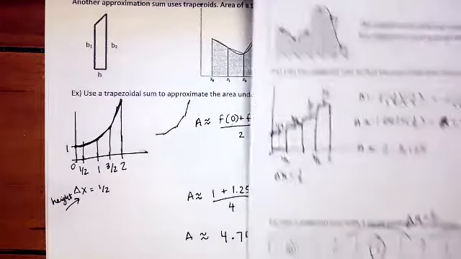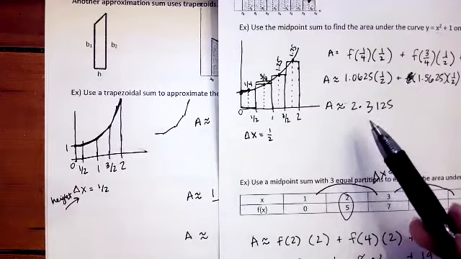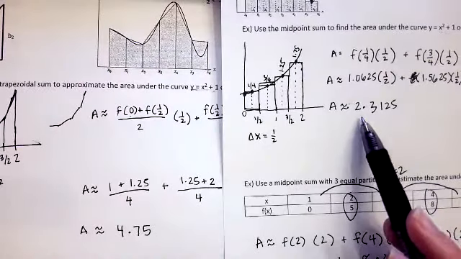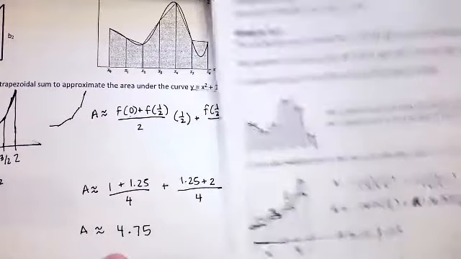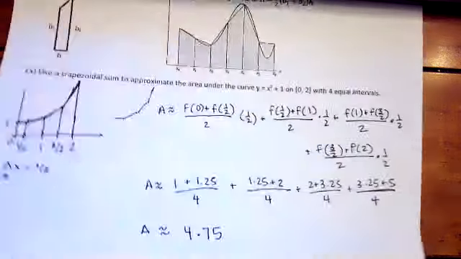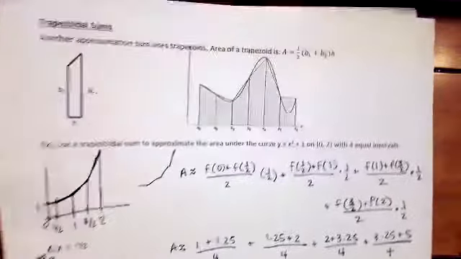Okay, and as we compare that to our midpoint one, our midpoint estimate was 2.3, this is 4.75. We are a lot closer to what that actual area is, okay? And we'll look at how to find that actual area here in a little bit using integrals.